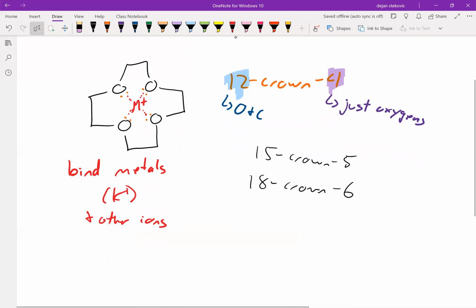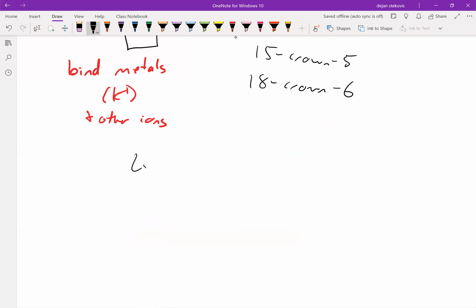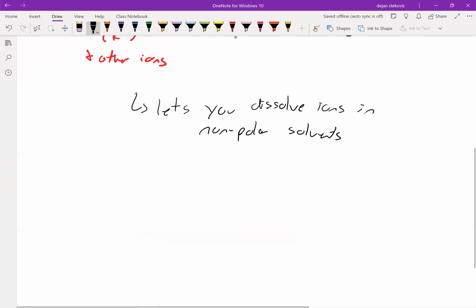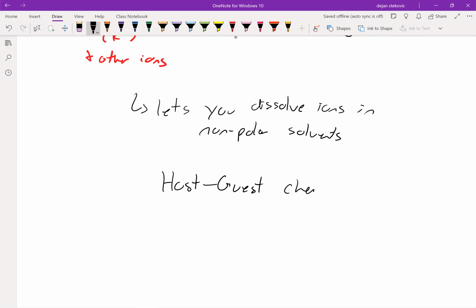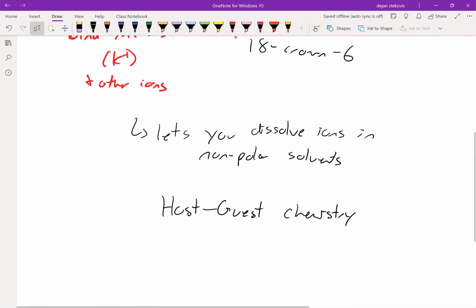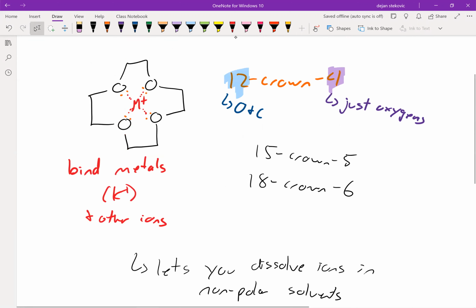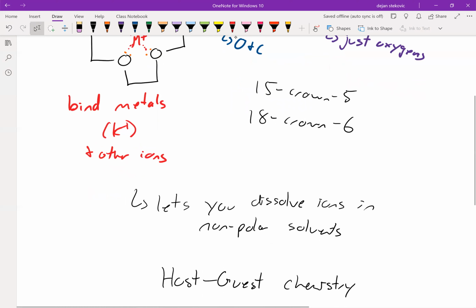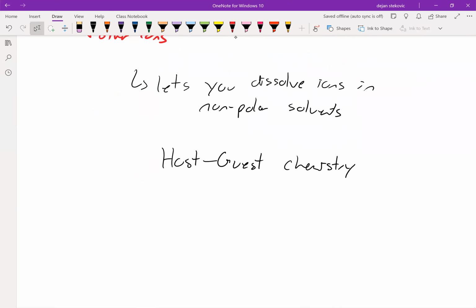That's the theme here. This lets you dissolve ions in non-polar solvents, right, which is very useful. This is also the kind of origin of what's known as host-guest chemistry. Right, so in this case, the host is the ether, and then the guest is the metal. But really what we're talking about here is binding ions in some kind of host.